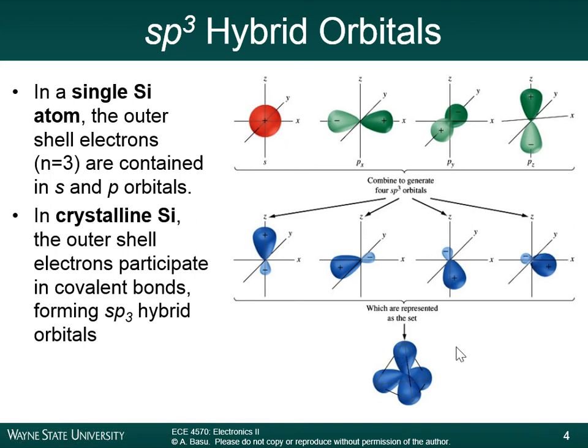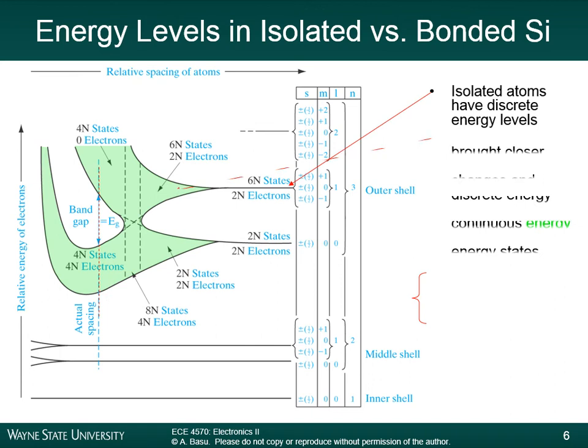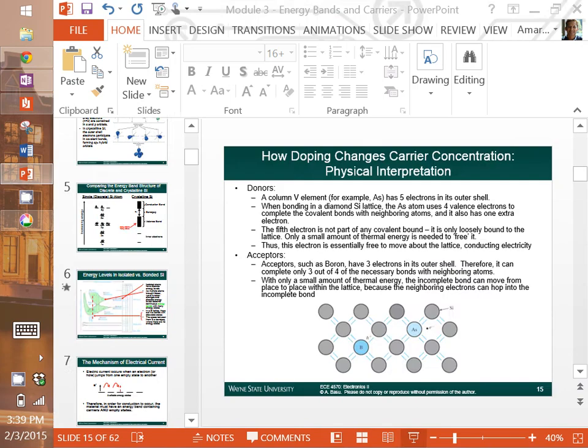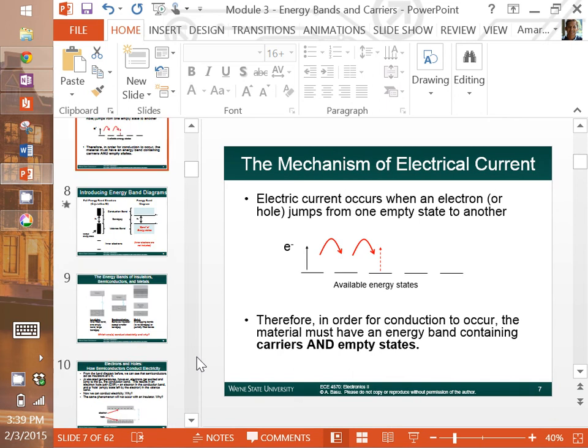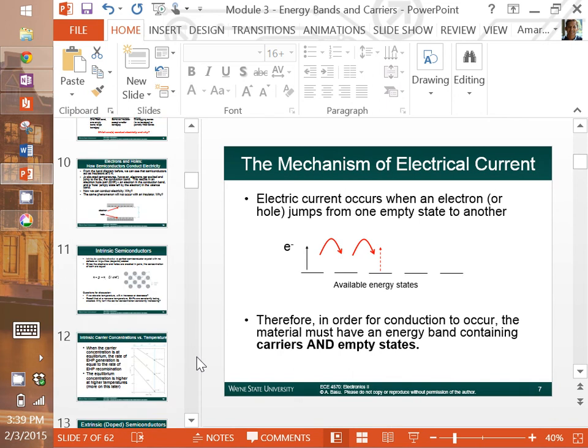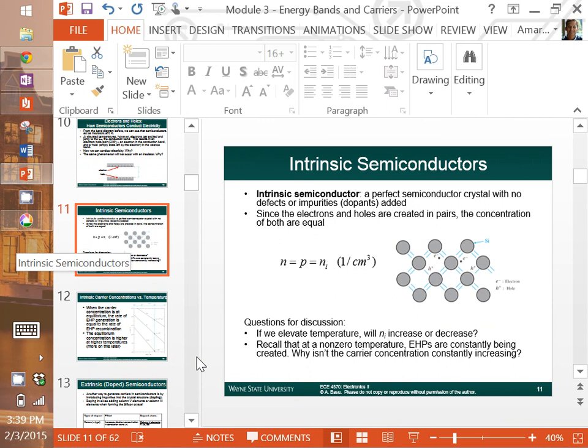So this is what it looks like in 3 dimensions. Just so you know that these orbitals actually have a physical shape that we like to think of. All right, we talked about this, so we're going to jump ahead here. We talked about the mechanism of electric current, electrons jumping from energy state to energy state. Then we ended the discussion talking about intrinsic versus extrinsic semiconductors.